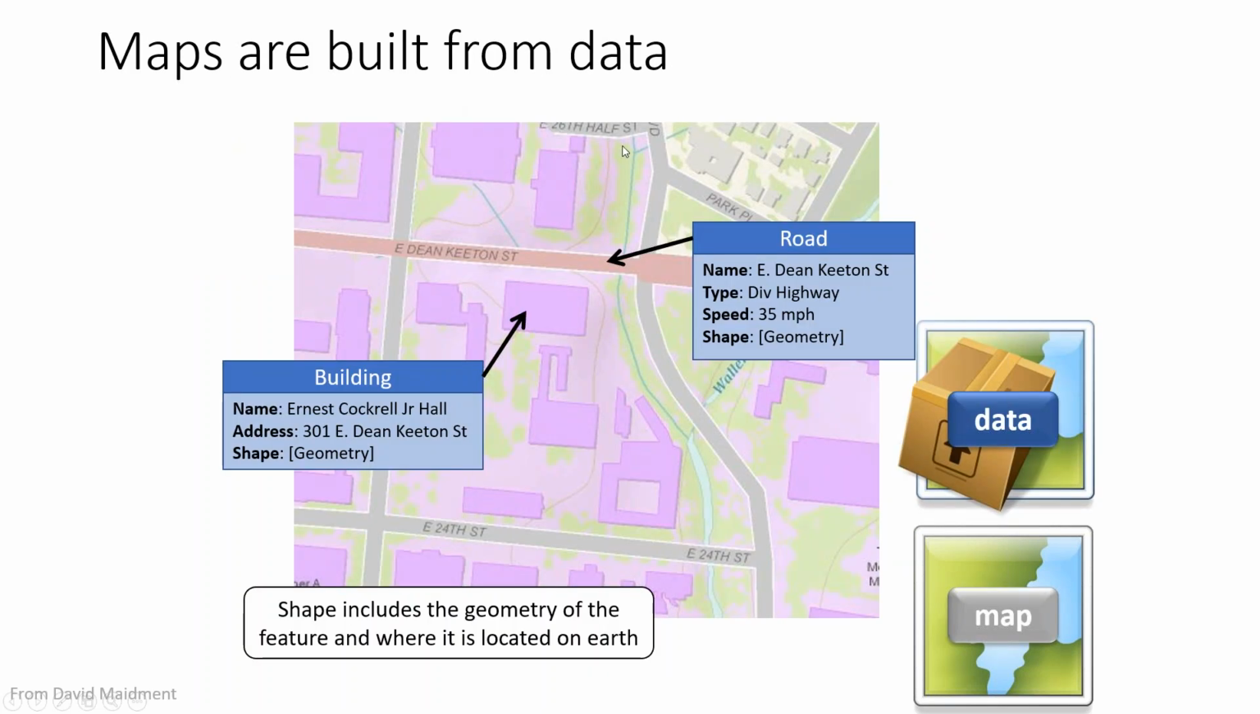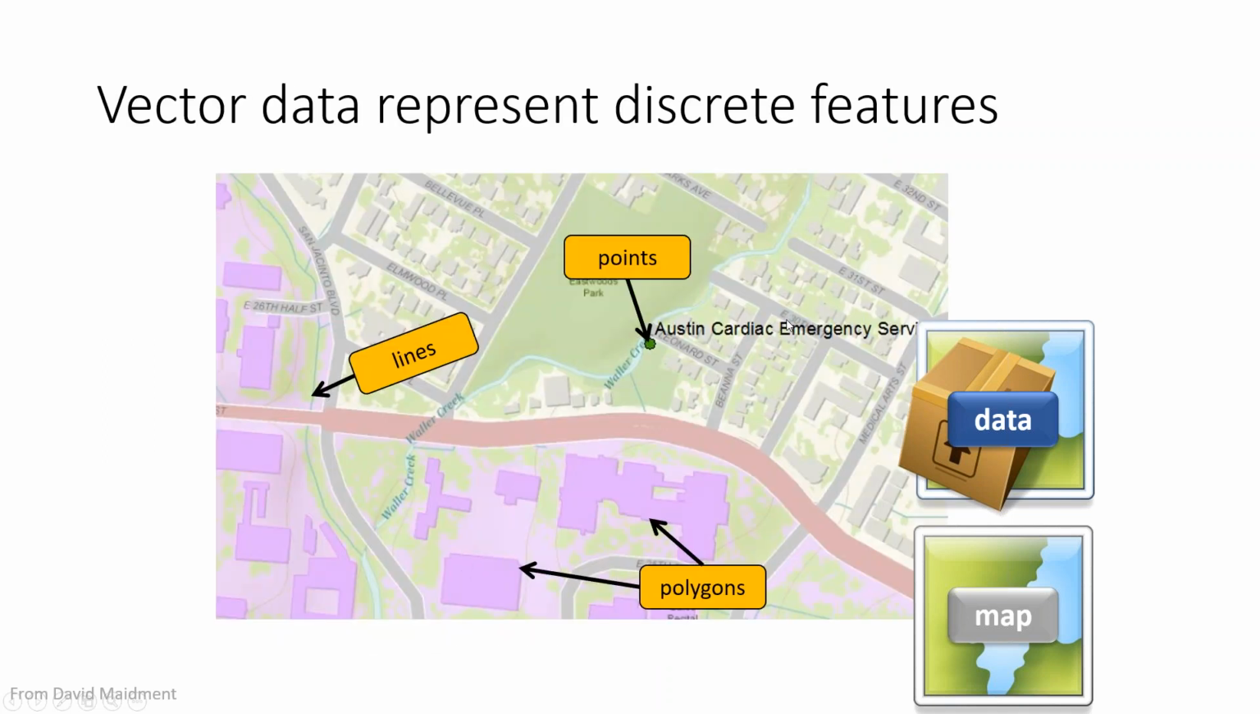These maps in GIS are built from data such as where the building polygons are as shapes, where they're located in the earth, as well as attributes such as the name, the type of road, perhaps other attributes like the speed limit, and things like that. We use what's called vector data to represent discrete features, so things like points, lines that may represent a stream, or polygons that might represent buildings or property boundaries or watersheds, things like that.